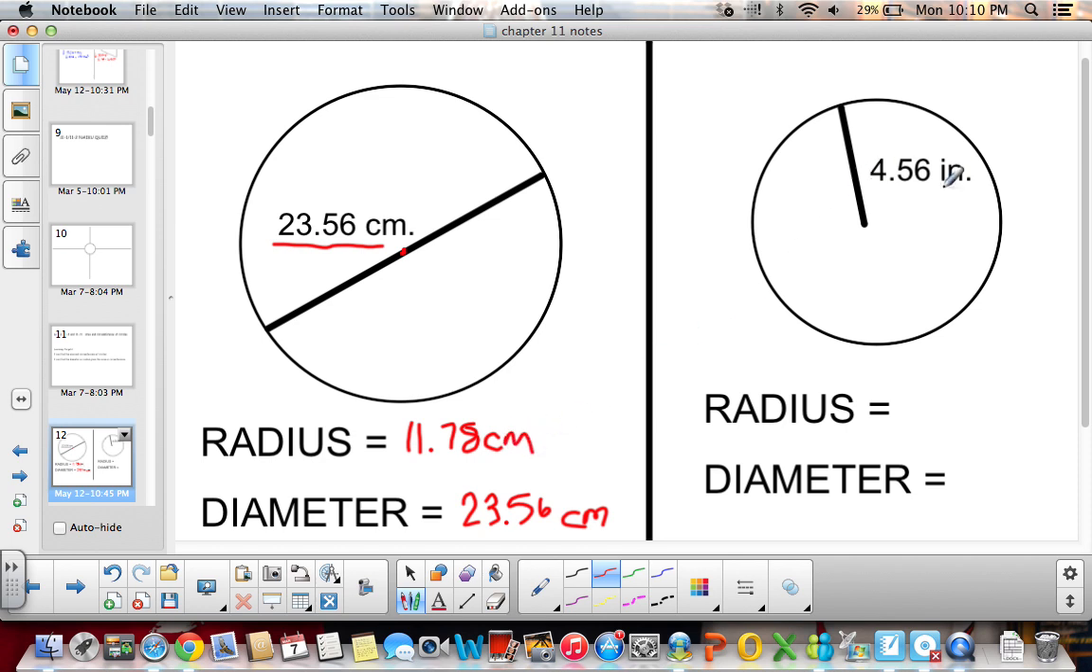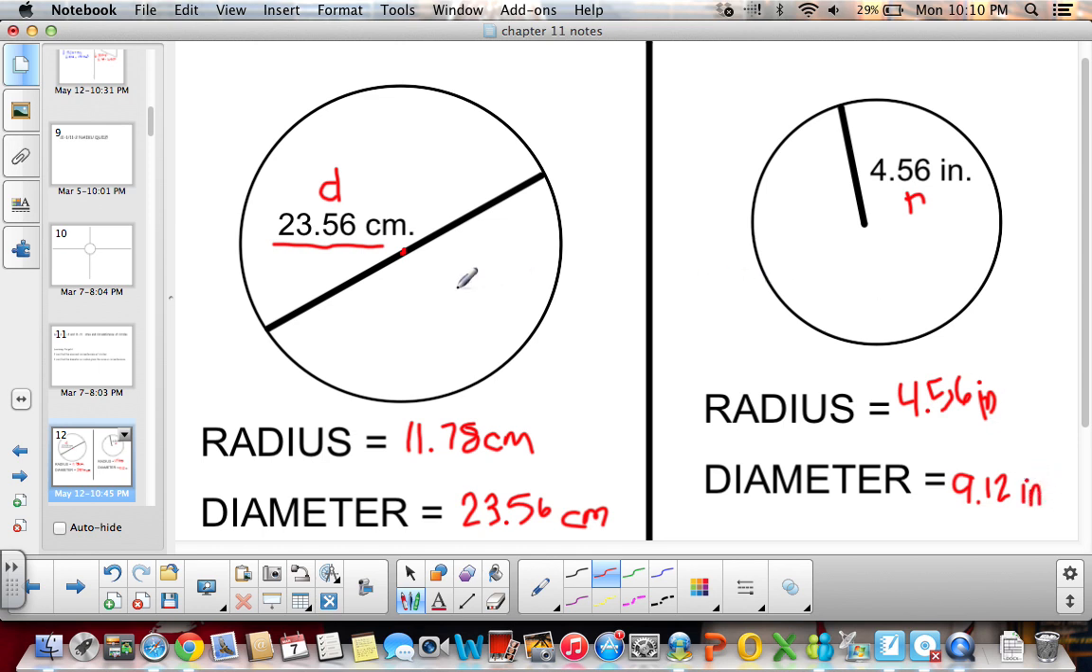On this circle, we are given the radius, so over here it's the diameter. Over here, we're given the radius. So the radius here is 4.56 inches. And then to get the diameter, we would multiply this by 2 because radius is half of the diameter. So 4.56 times 2 is 9.12 inches.